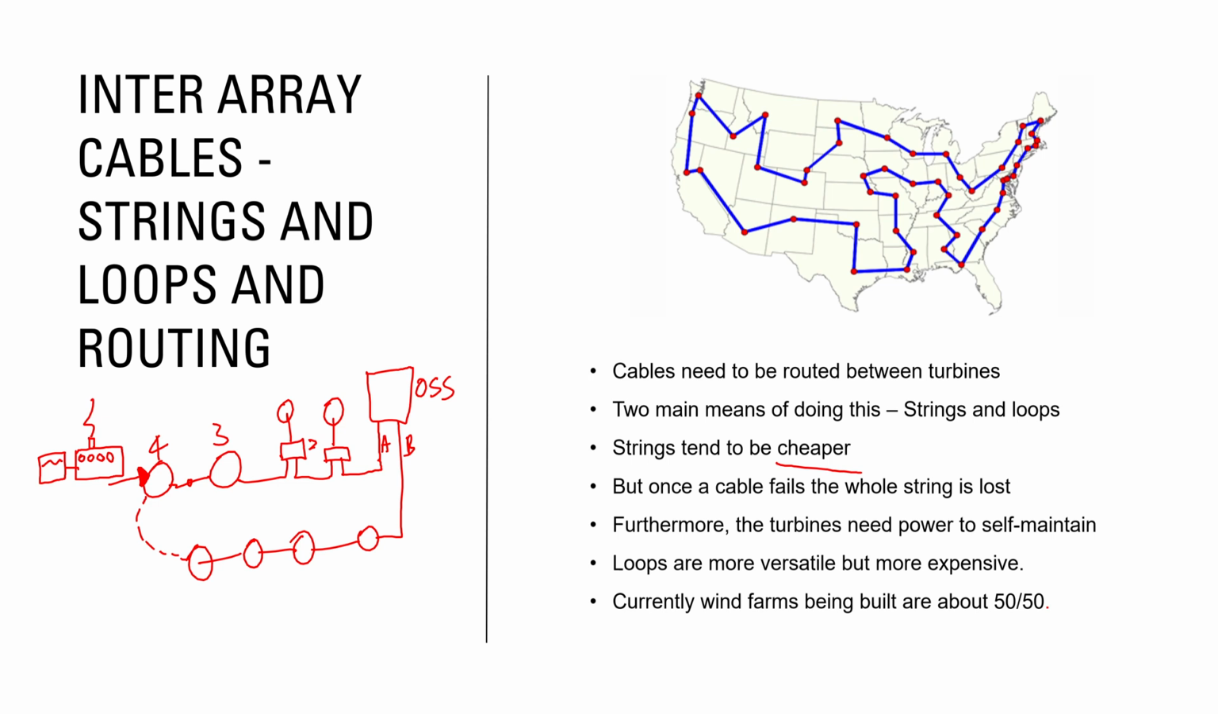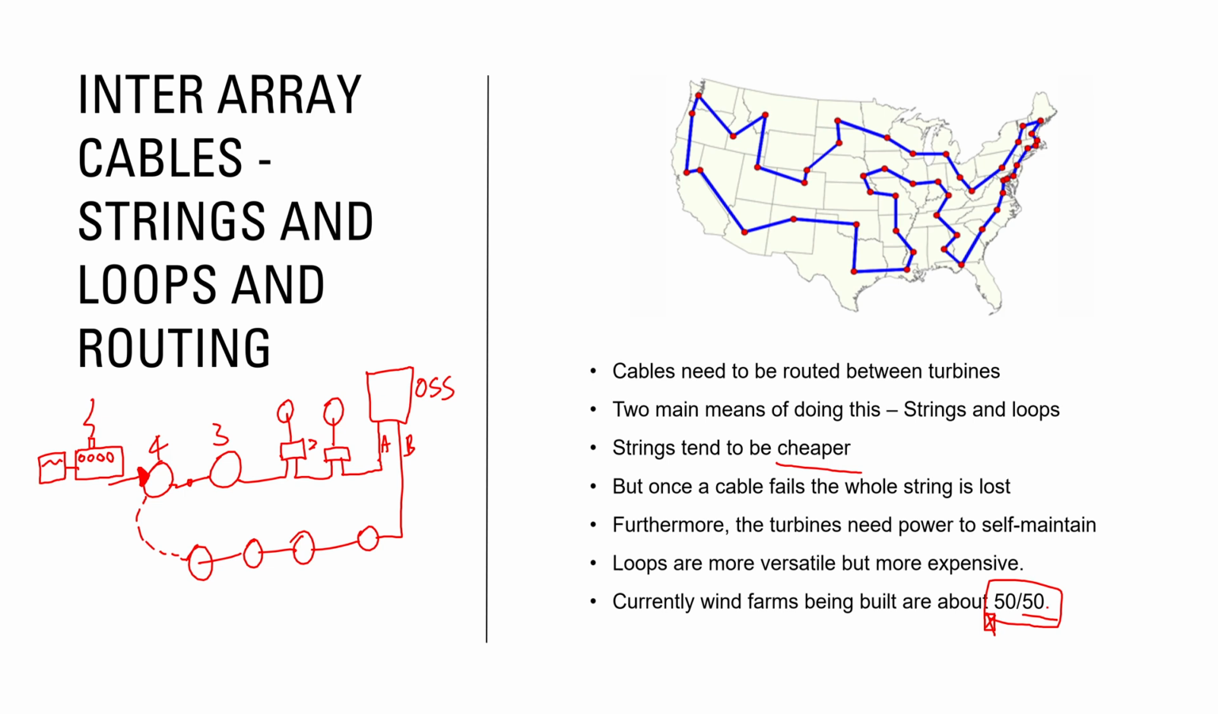Now, however, we have a better understanding of how to build things. So it is true now that cable failures are not as common, and therefore some wind farms are going back to strings. And I would say at the moment, from the ones I know in development, it's about 50-50. I will always maintain that we need loops, and I will always maintain that that's the best engineering solution.